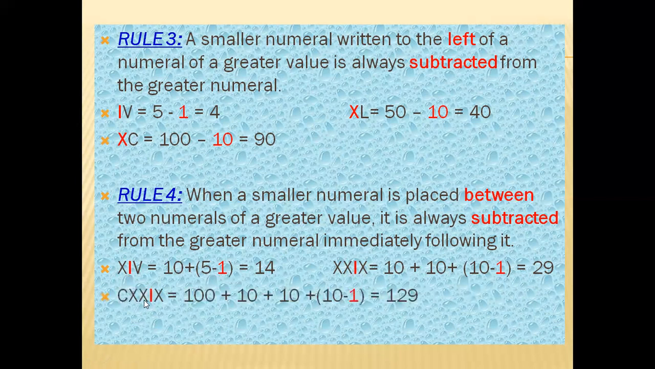C, X, X, I, X. C means 100, XX means 10 plus 10, which is 20, 100 plus 20, and then this one is 10 minus 1, which equals 129. When a smaller numeral is placed between two greater numerals, it means subtraction from the greater numeral. This is about rule 4. These are the rules about the Roman number system.